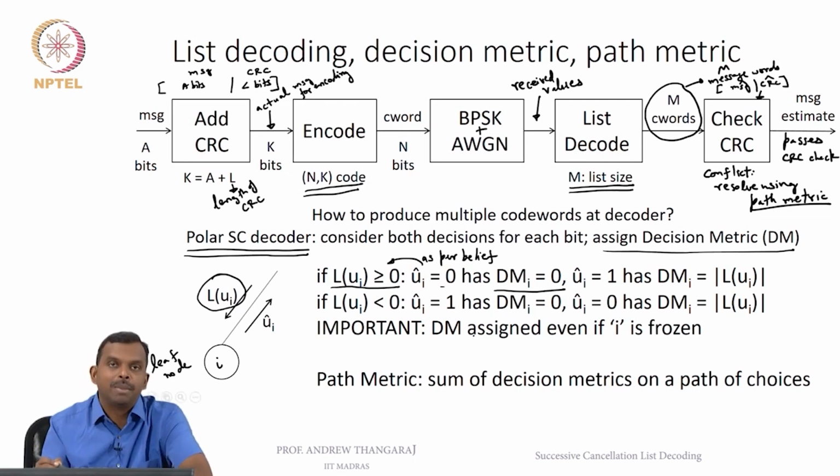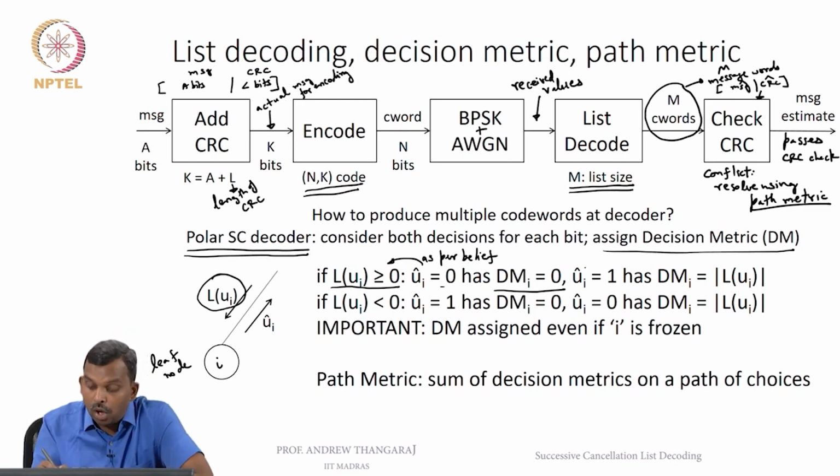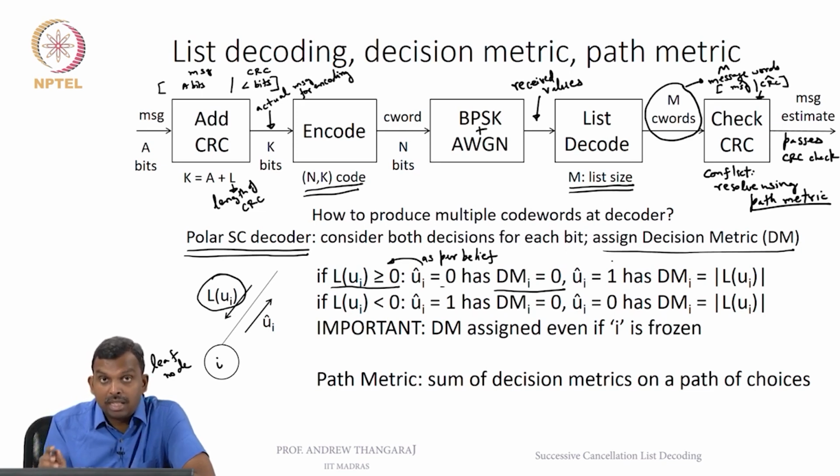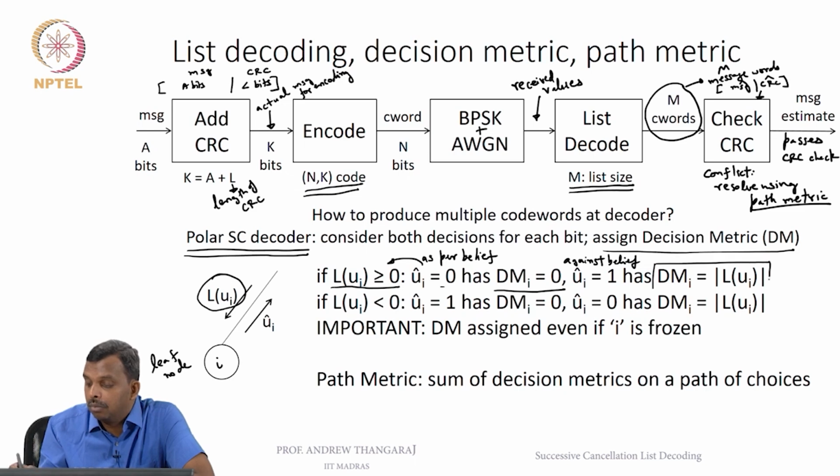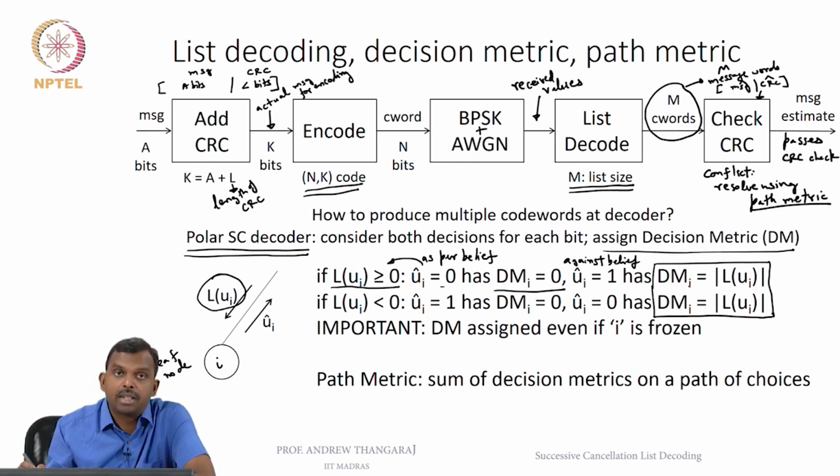Then you say there is no penalty in my decision, I got a certain belief, I made a decision exactly like I should. So, there is no penalty or there is no metric. Metric is also like a penalty, you can think of it. Okay. So, on the other hand, if L of ui is greater than or equal to 0 and you decide ui cap is 1, okay. So, this is like the other path, the divergent path sort of. Okay. So, this is against belief, and whenever you go against belief, you put a penalty. Okay. So, these are the two cases where you put a penalty or a decision metric, you add a decision metric to that decision if you went against belief.